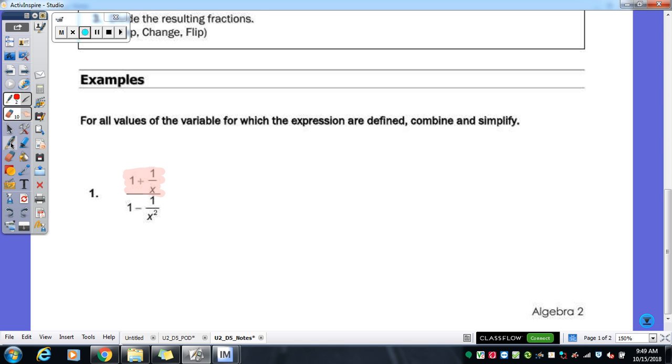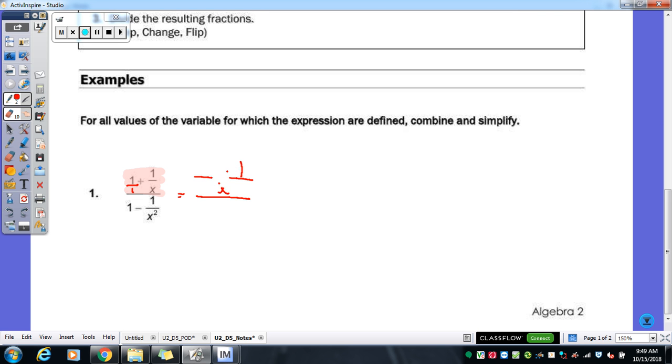So we have to get a common denominator. Currently that 1 is over a 1 already. We don't always write it, but it's there. So between 1 and x, what would our common denominator be? X. So I want a common denominator of x. This second one here is already over an x, so I don't need to change that denominator.